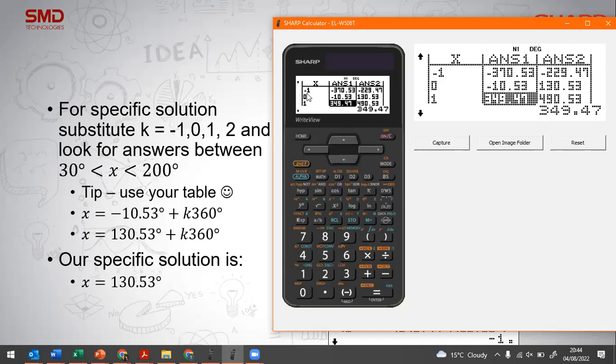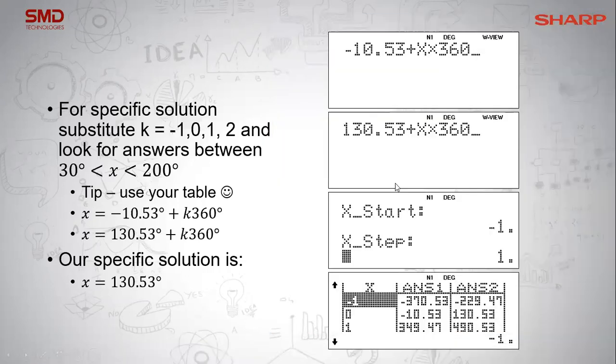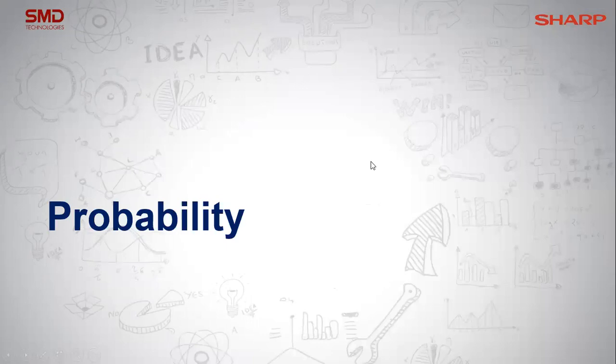And then our last one, if we put k is equal to 1 into our 2, we'll see that it gives us 349, which is again outside of our range, and 490, again outside of our range. So we now have found our singular specific solution by using the table mode, which is pretty cool. So this is really nice for those students who struggle with substitution of k, and it just does save a lot of time and prevent some mistakes from happening as well.